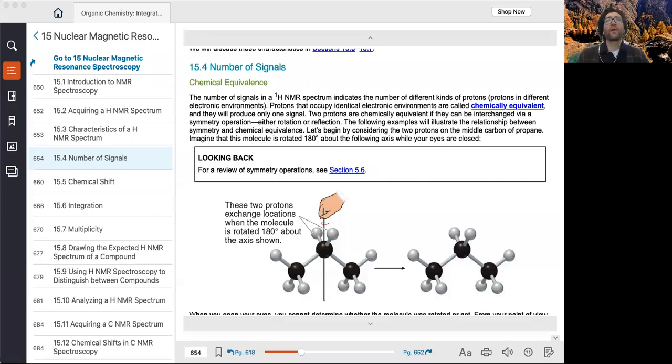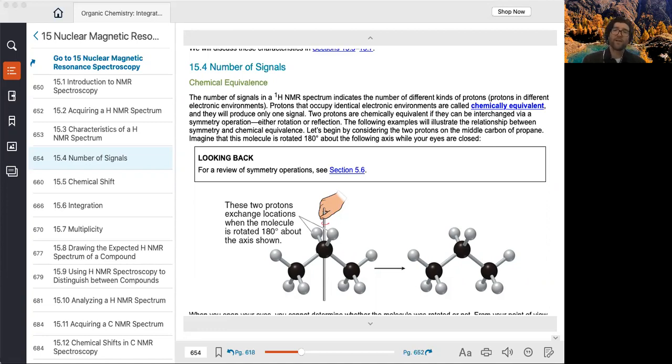This is section 15.4 on the number of signals that might be present in an NMR spectrometer. The number of signals is related directly to how many protons are potentially present in the molecule, meaning that if there's only one proton or hydrogen present in the molecule, then there's probably only one signal. However, with increasing number of hydrogens, you could have several of the hydrogens appear to be what is called chemically equivalent.